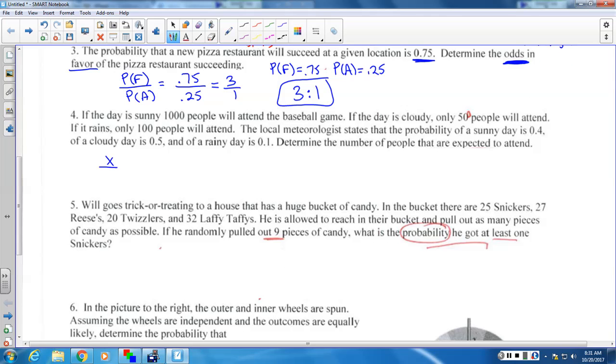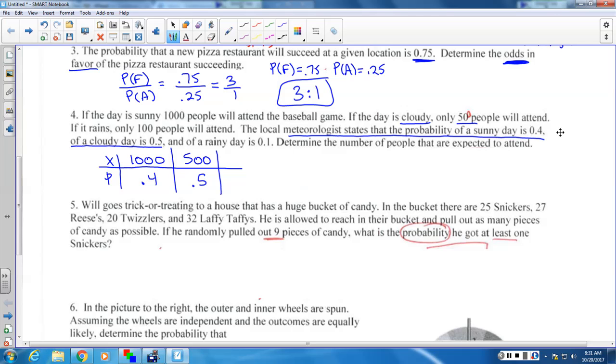So I'm going to make myself a little chart here. If it's sunny, 1,000 people are going to go to the game. Meteorologist says the probability of a sunny day is 0.4. If it's cloudy, 500 people will attend, and the probability of it being cloudy is 0.5. And if it's rainy, 100 people will attend. So the probability of being rainy is 0.1.